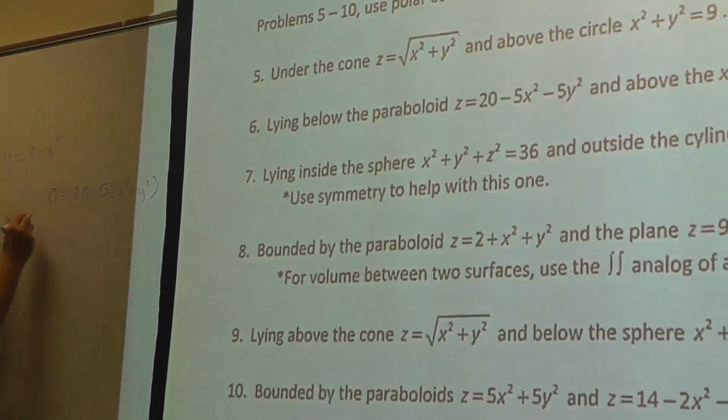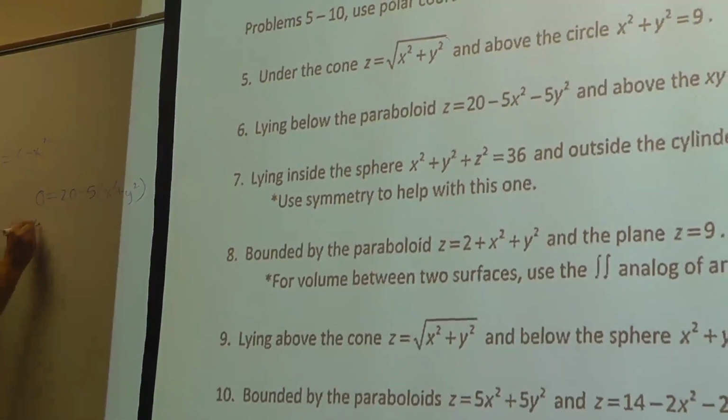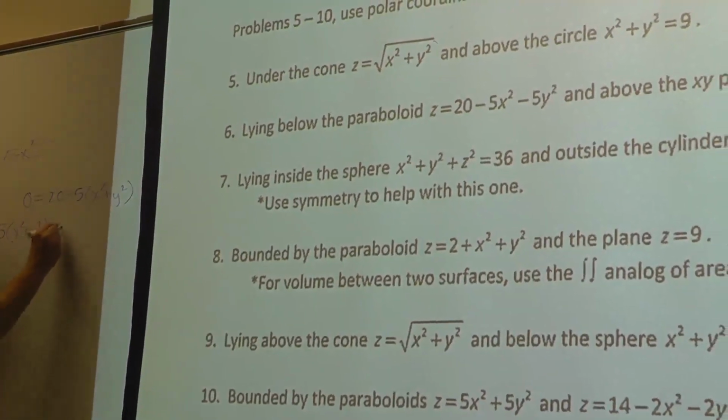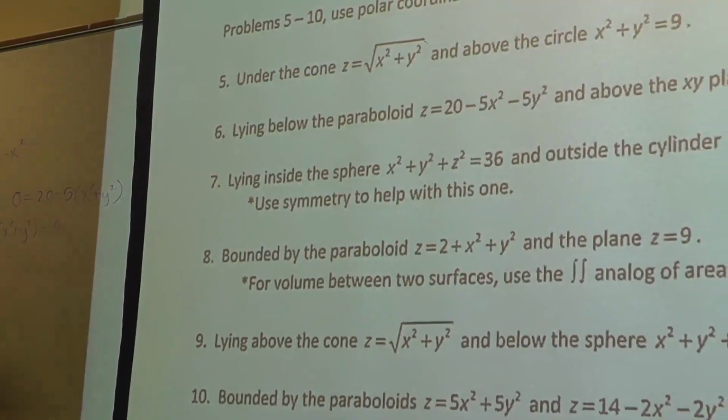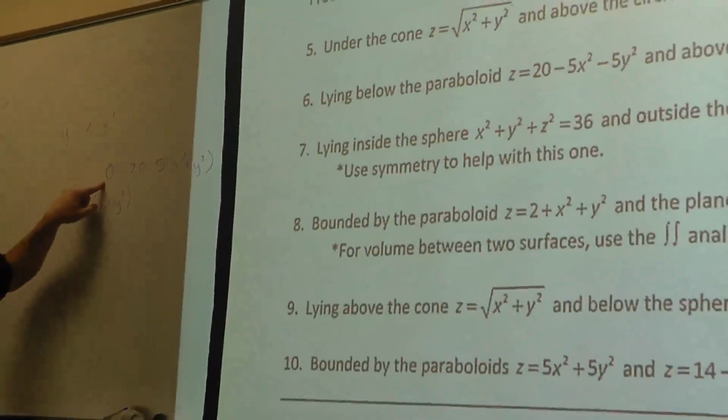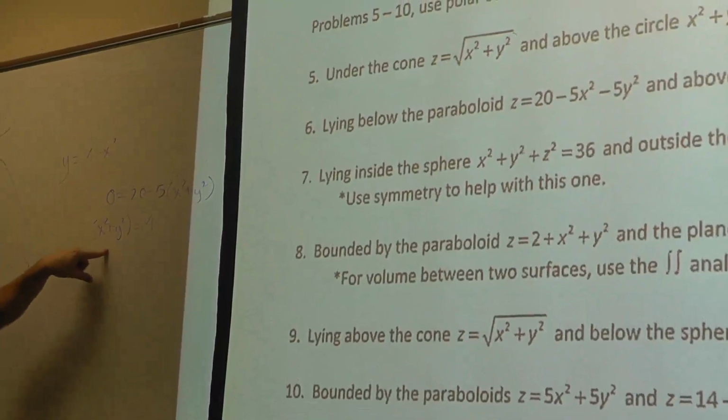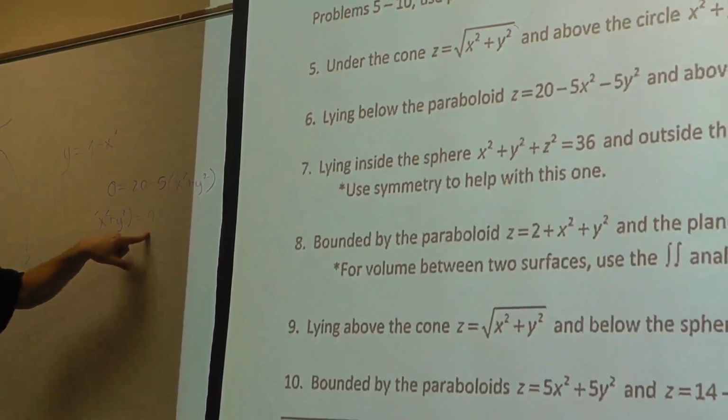So if I bring this over, and then divide both sides by 5, that lets me know when this surface hits z equals 0 at the xy plane, the underlying region is a full circle of radius 2.